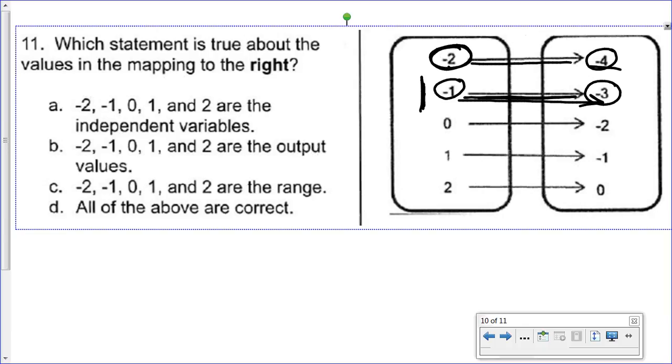-2, -1, 0, 1, and 2 are the output values. Okay, I'll let you decide that for yourself. -2, -1, 0, 1, and 2 are the range. Well, I'll let you decide that for yourself. We know that the domain is associated with the independent variable, and the range is associated with the dependent variable. So I will let you decide. Hopefully that helps out on that one if you got it wrong.